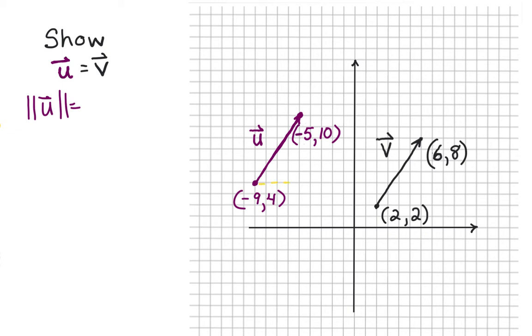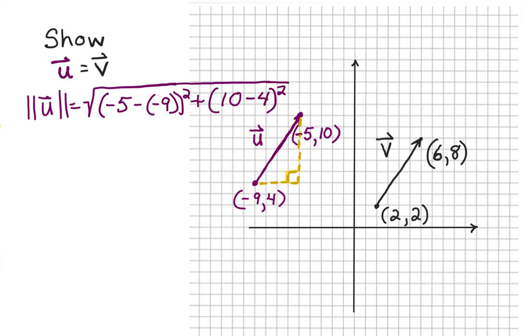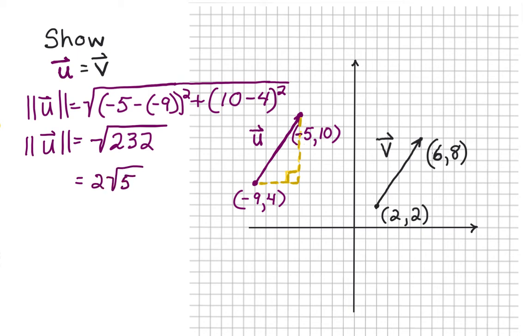If we go out horizontally from our initial point and down vertically from our terminal point, we have another right triangle, and we can use the distance formula to determine the magnitude of vector U. So in other words, the magnitude of vector U is equal to the length of the hypotenuse of the right triangle that we have just formed. And that can be simplified to 2 square root of 58. But we don't actually need to do that here, because watch what happens.